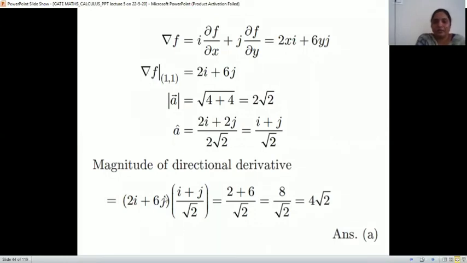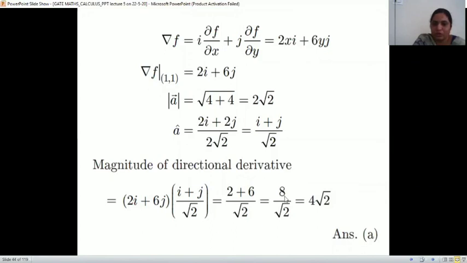Therefore, by the definition, del f at the point 1, 1, del f dot a cap. This is your a cap, i plus j by root 2. And the dot product of these two is 2 into 1 by root 2, that is 2 by root 2, plus 6 into 1 by root 2, that is 6 by root 2. And that is 8 by root 2. And if we take root 2, this can be written as 4 root 2. Your answer can be 4 root 2.